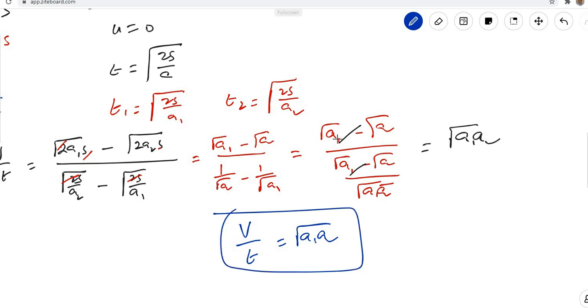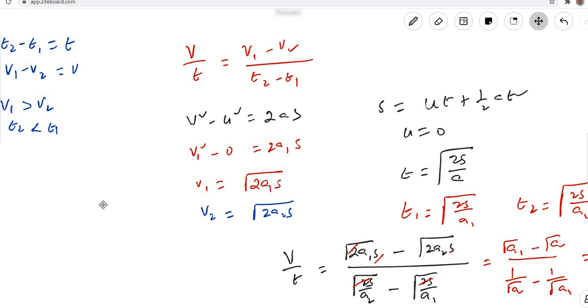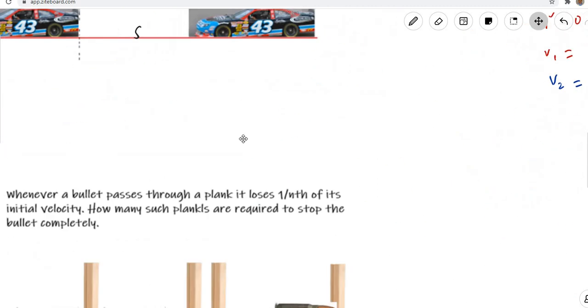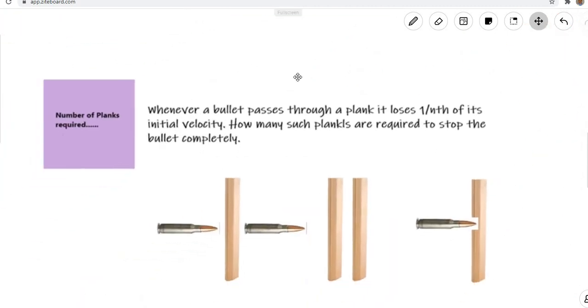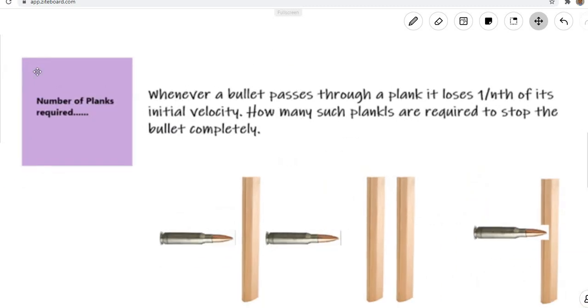This is again a very simple problem, and this is based on again the equations of motion. So I simply use the same equations, then we need to apply the conditions. Now let's go to the next problem. So what does this problem say? Yes, the number of planks required we need to find out.